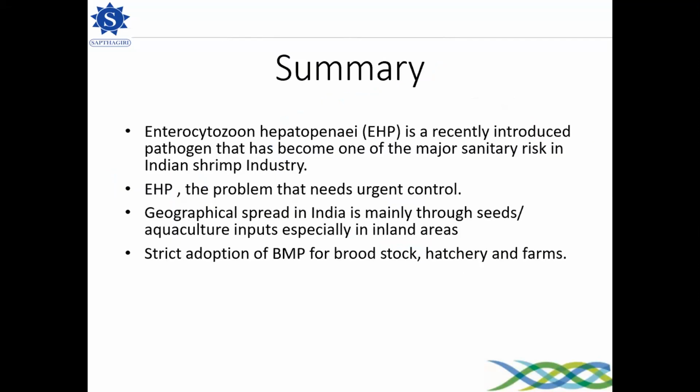Enterocytozoon hepatopenaei is a recently introduced pathogen that has become one of the major sanitary risks in the Indian shrimp industry. EHP is a problem that needs urgent control. Geographical spread in India is mainly through seeds and aquaculture inputs, especially in inland areas. Strict adoption of BMP for broodstock, hatchery, and farms is to be taken.